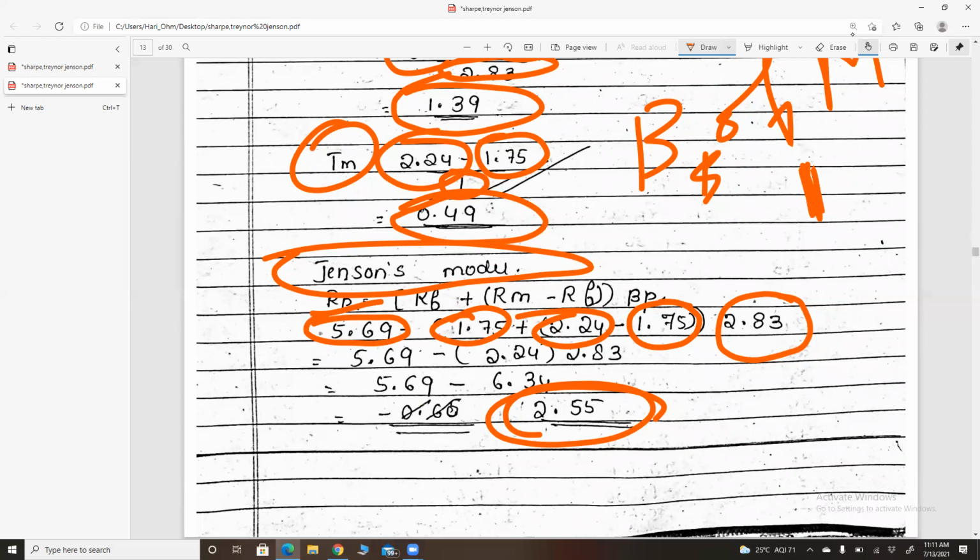So like this you have to calculate. This is an important one. In case of any doubts, you can contact me. Okay, let's try to work it out in the notes, then you will understand clearly. Okay, thank you.